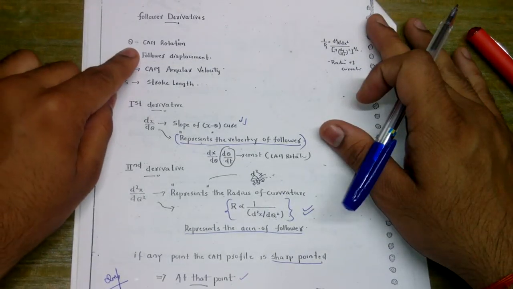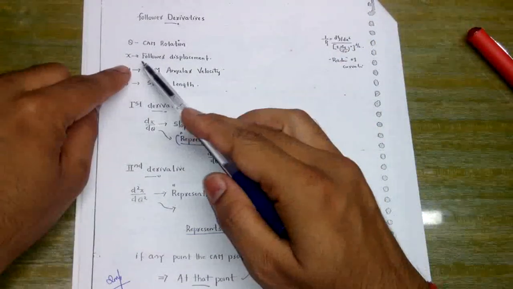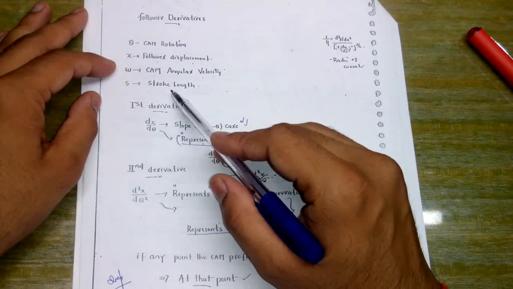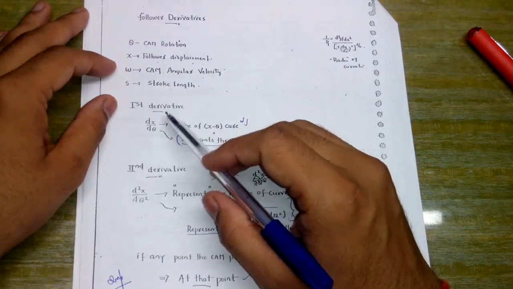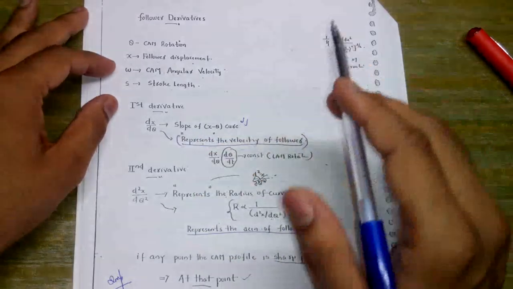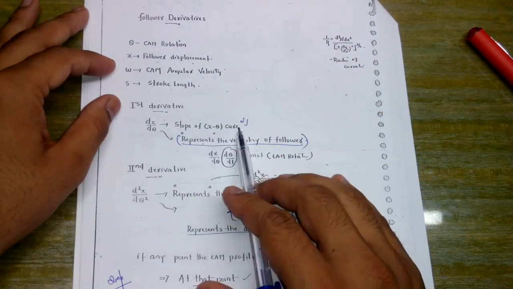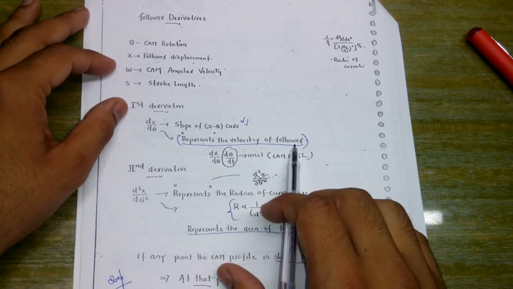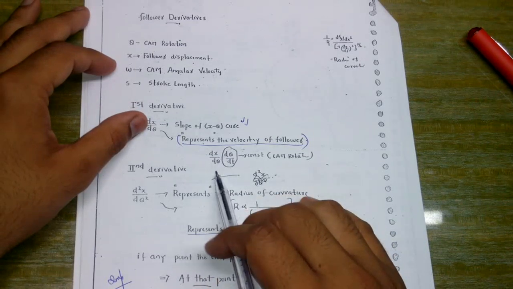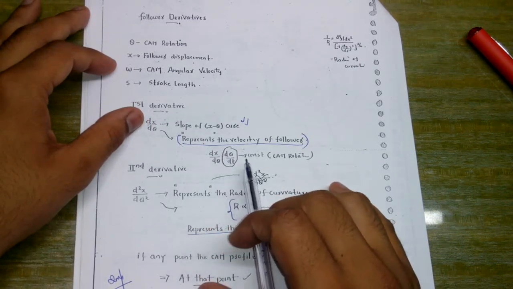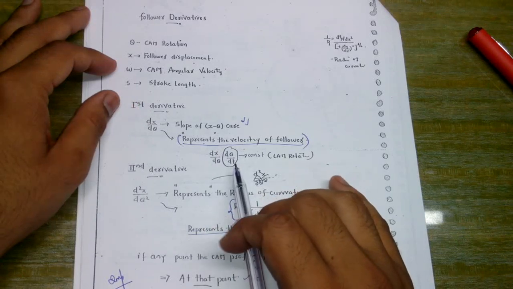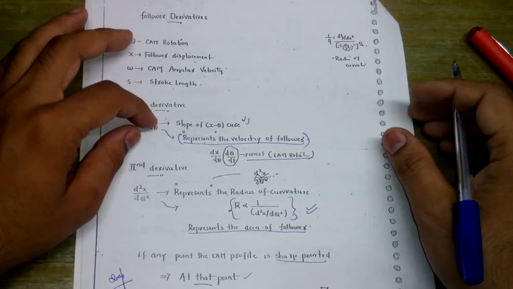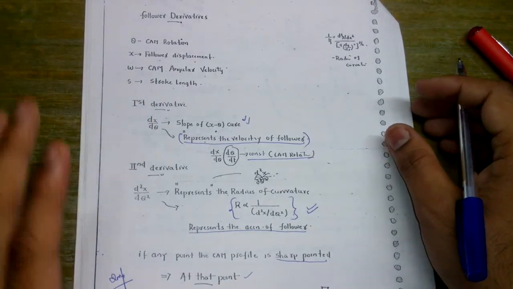For example, theta is the angle of the cam rotation, x is the follower displacement, omega is the angular velocity of cam, and s is the stroke length. Now we go for the first derivative, that is dx upon d theta, and the slope of x theta curve is actually this dx upon d theta. It represents the velocity of the follower because dx upon d theta can simply be multiplied by dx upon d theta into d theta upon dt. Okay, so this is actually constant. So first slope is actually representing the velocity of follower.